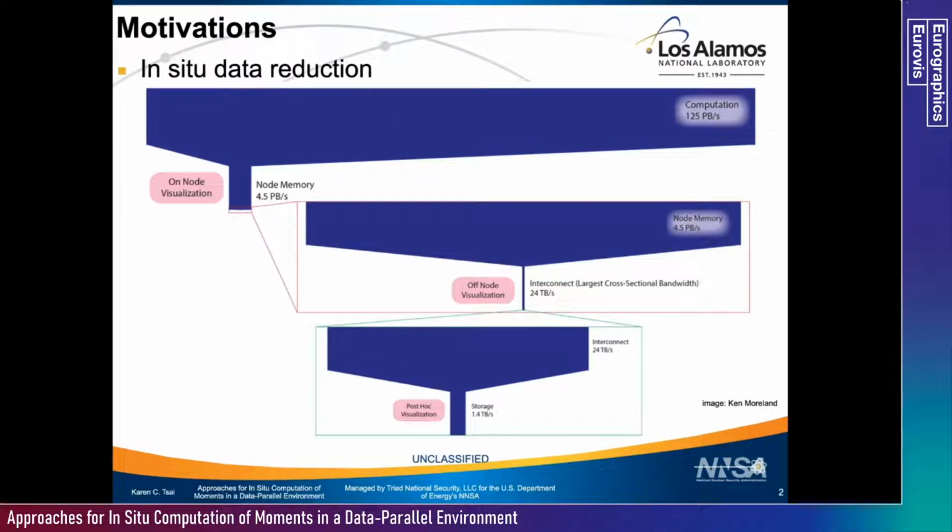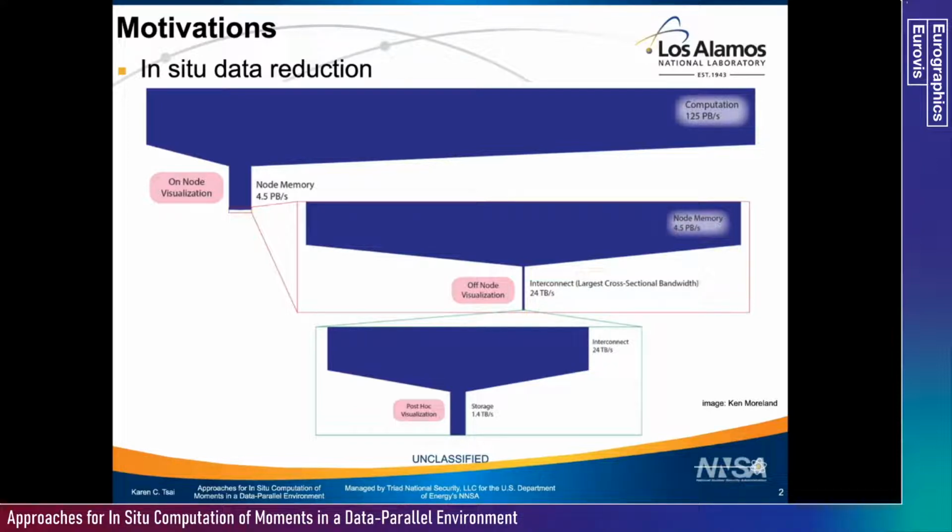Well, in modern supercomputers, we have exceptional computational capacity, but we're still struggling when it comes to the I/O bandwidth. For example, if we look at the image here on slide 2 depicting the Oak Ridge Titan supercomputer, we can see that we have 125 petabytes per second in computation. But as we start doing visualization or analysis on node, off node, or eventually post hoc, the number quickly falls off. For post hoc analysis, it is just 1.4 terabytes per second.